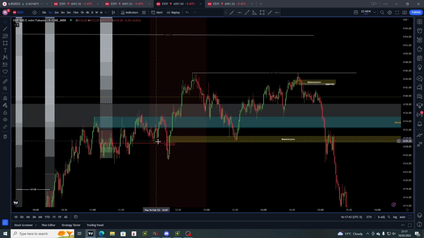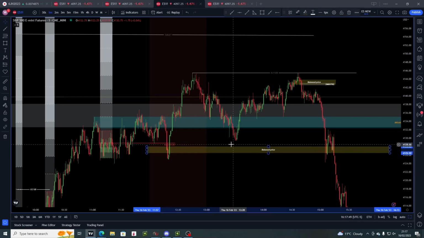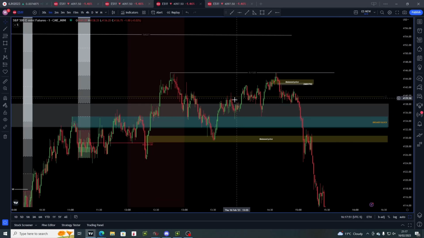So at the 130 algo, I was looking at this BPR, and I took my trade off consequential encroachment of this BPR, and I ran it into this to take out this buy side, right?